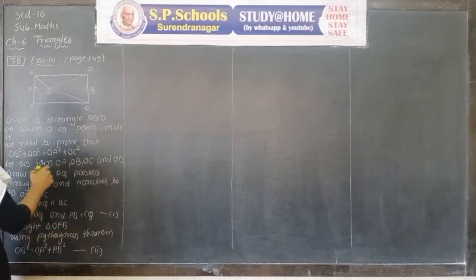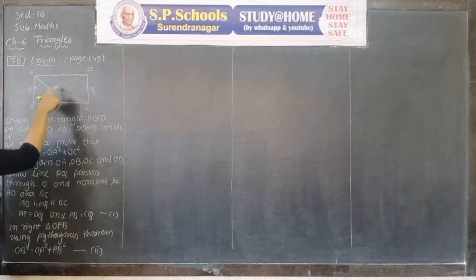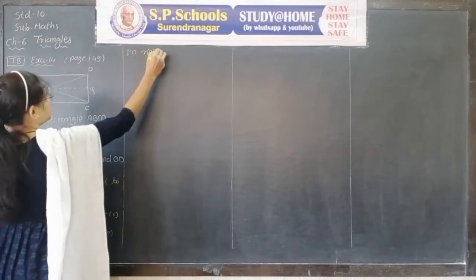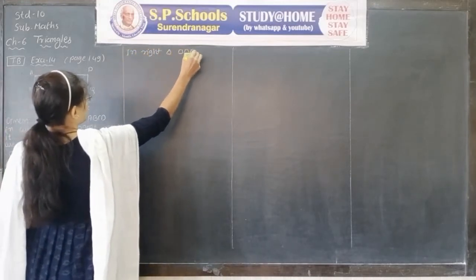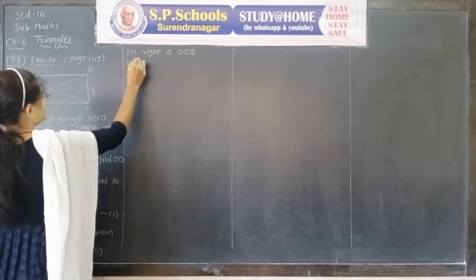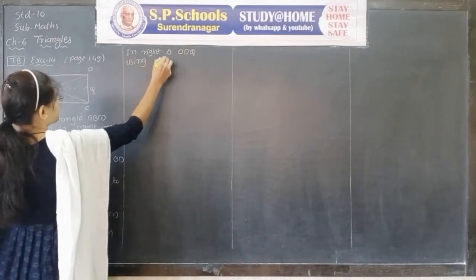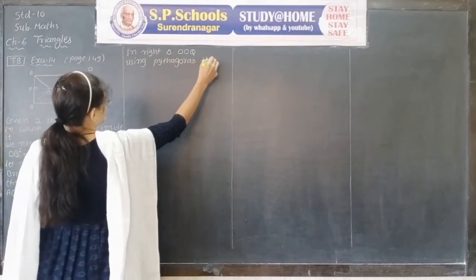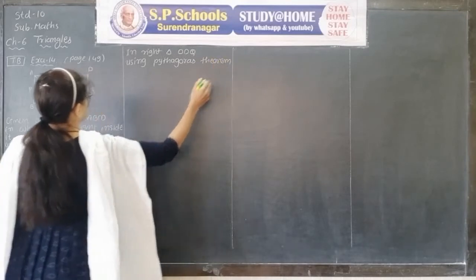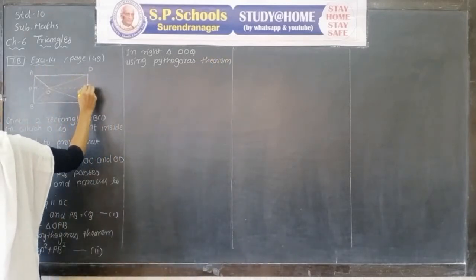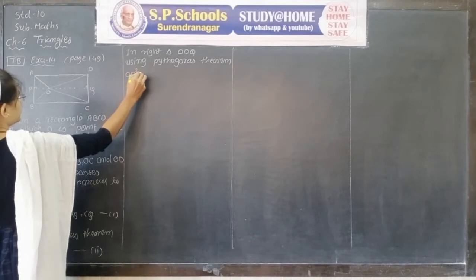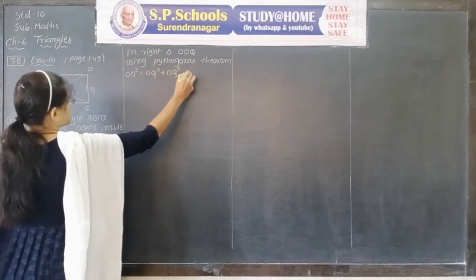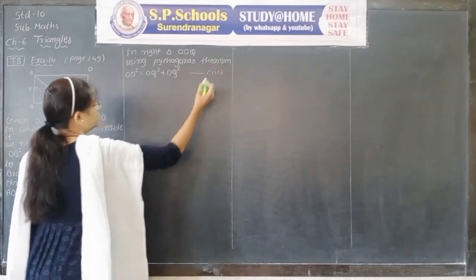Now in the same way, for OD, we use triangle ODQ. In right triangle ODQ, using the Pythagoras theorem, the hypotenuse is OD, and the square of OD is equal to OQ square plus DQ square, or QD square, which is our result number 3.